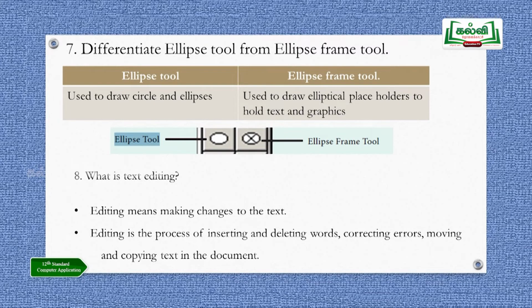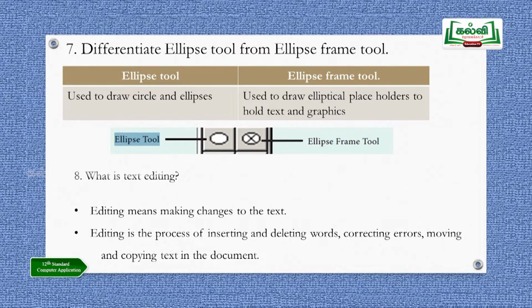Differentiate ellipse tool from ellipse frame tool. In the 1 mark question I was discussing in the previous class that the ellipse tool is used to draw a circle or any round shape. So the tool name is ellipse tool. You have two tools there, ellipse tool and ellipse frame tool. Again I am showing the image for your understanding, just to know what is the ellipse tool and what is the ellipse frame tool. The ellipse tool is used to draw circles and ellipses, that is any round objects.